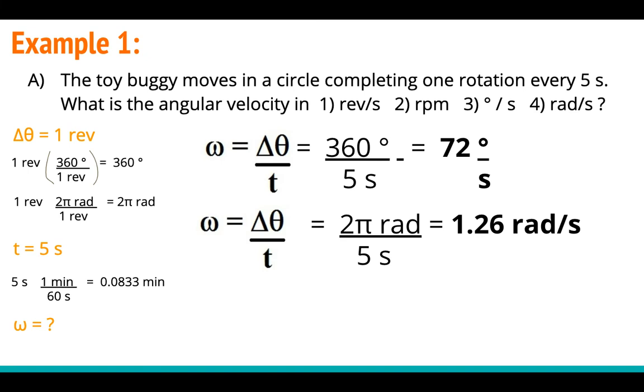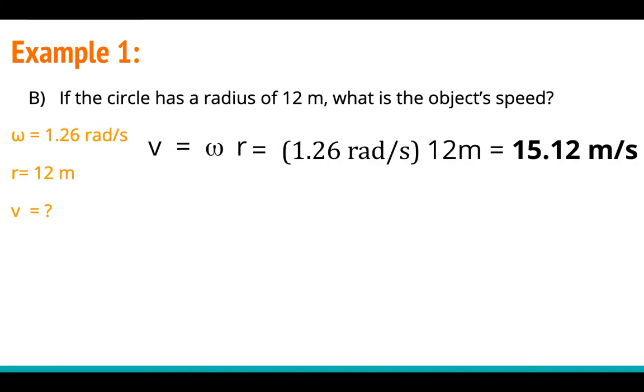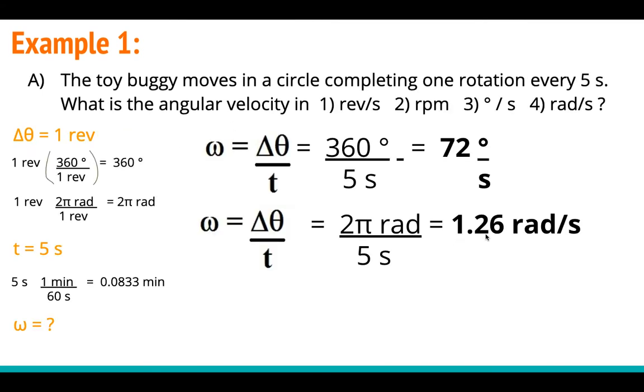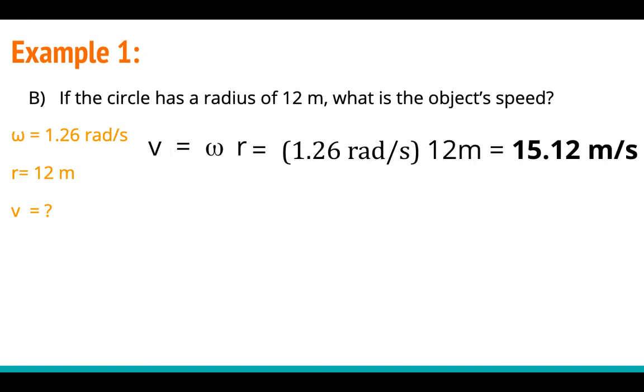Okay, so now that we have angular velocity, let's say that in example 1, part B, the circle has a radius of 12 meters. We want the object's speed, its tangential velocity. So we know that omega from our previous part is 1.26 radians per second. So it can cover 1.26 radians each second. We're told the radius of the circle is 12 meters, and we want the tangential velocity.